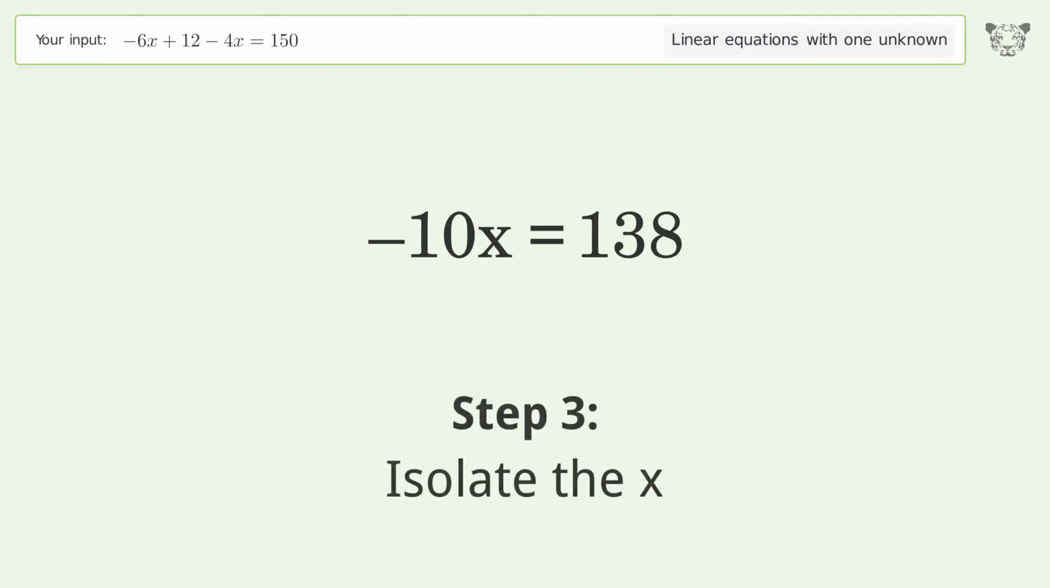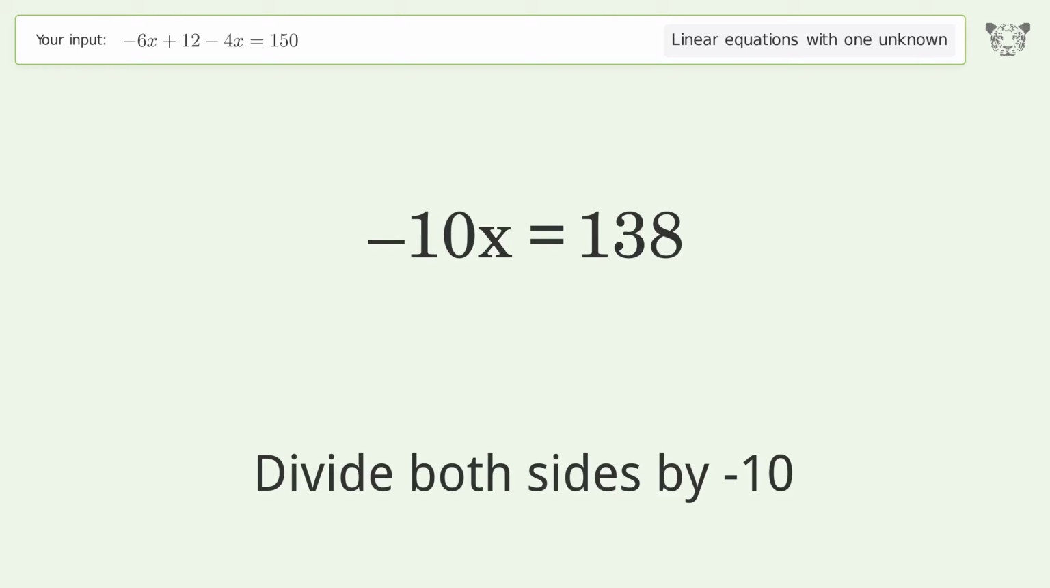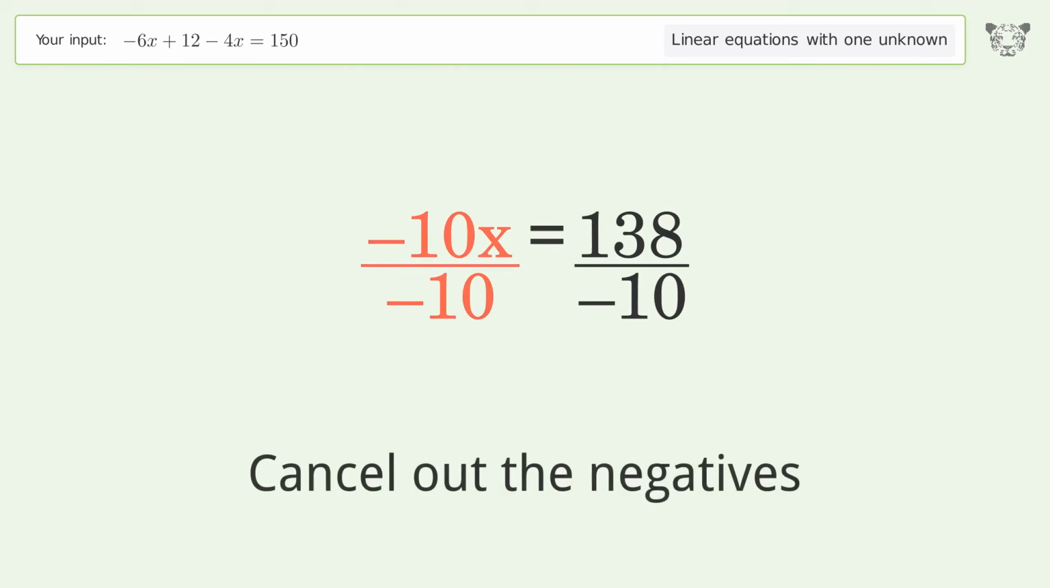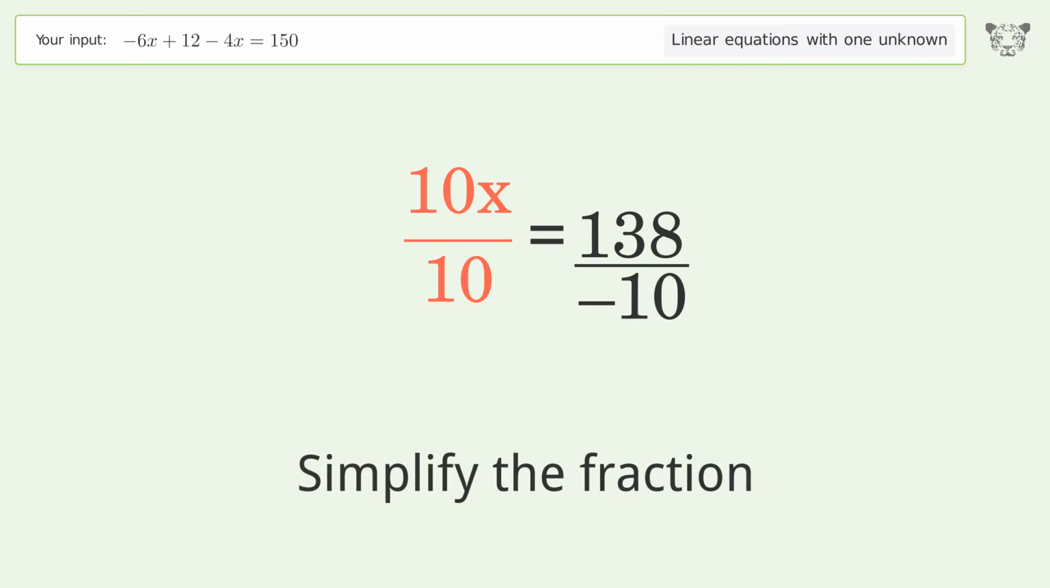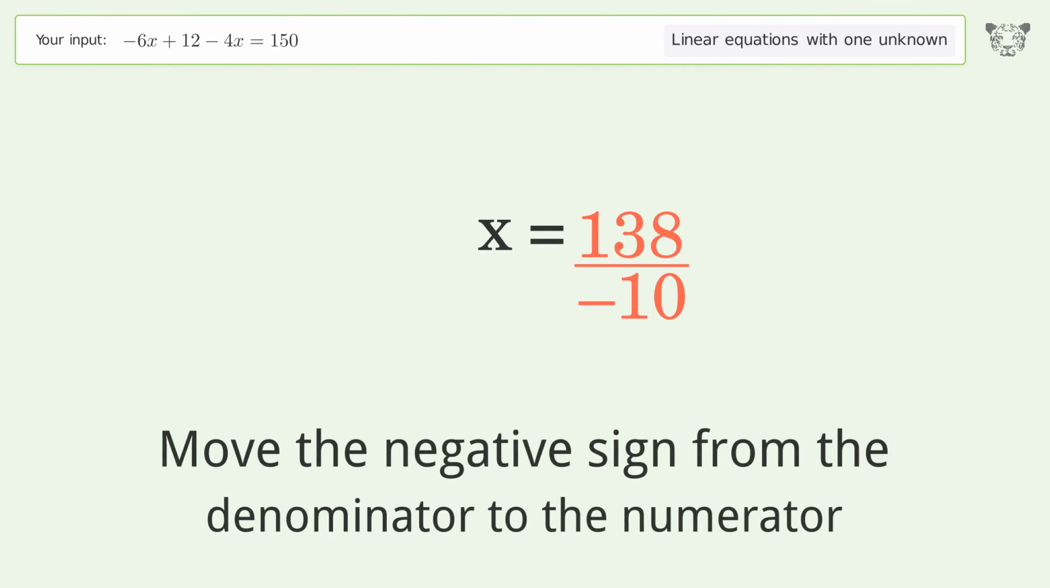Isolate the x. Divide both sides by -10. Cancel out the negatives. Simplify the fraction. Move the negative sign from the denominator to the numerator.